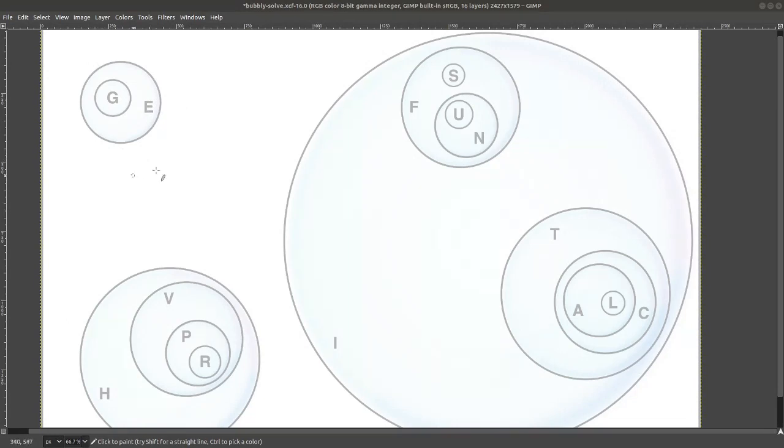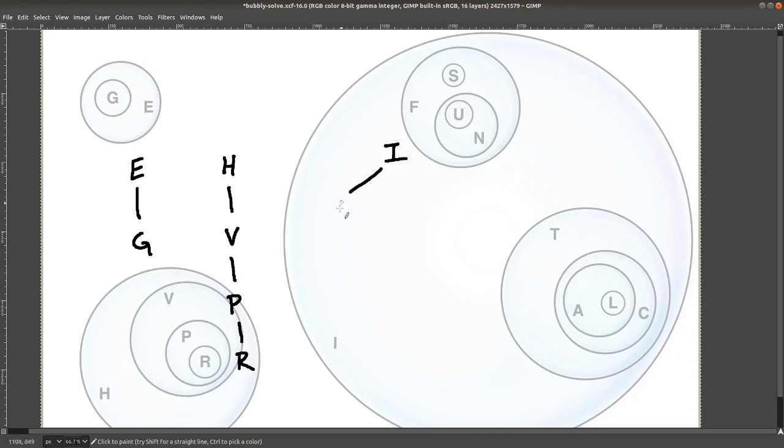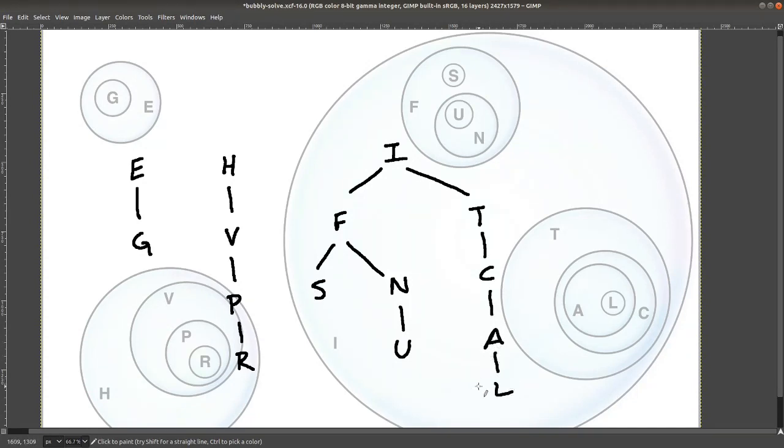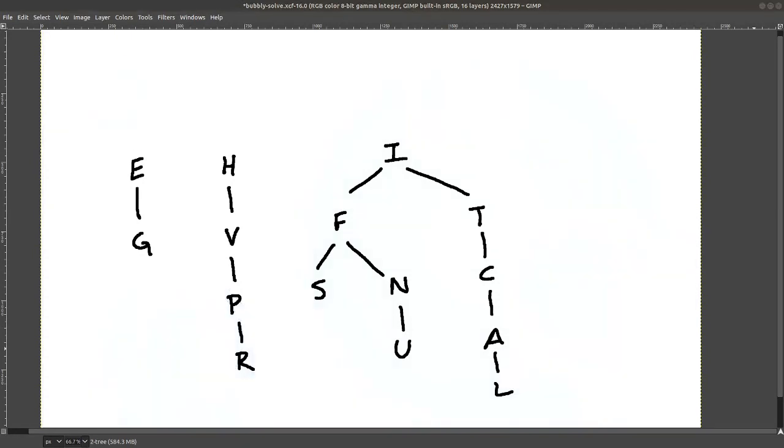So for instance, E contains G. HVPR. All right, and I, on the one hand, contains F, which itself contains S, and N, which contains U. And on the other hand, I contains T, C, A, L. Great. So I think this will be slightly easier to work with.